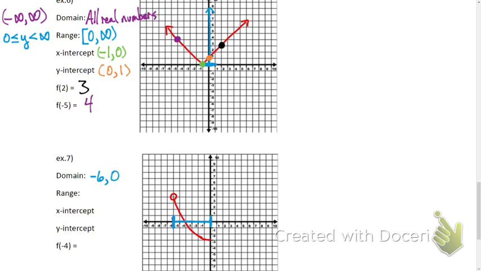Now we have something new. We have an open circle. That just means -6 is not included, so use a parenthesis. At 0, it's solid. There's no open circle, so let's use a bracket. You're welcome to write it like this if you want.